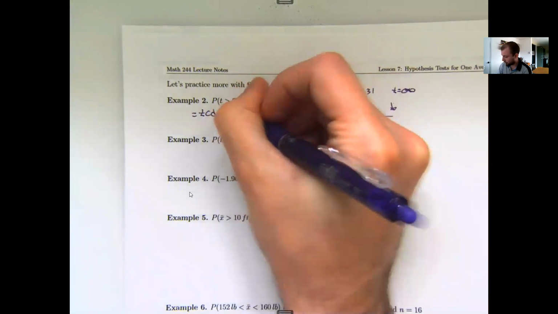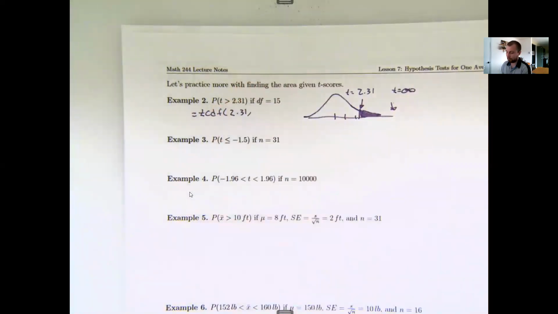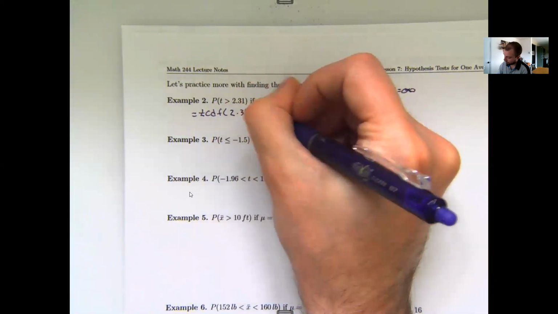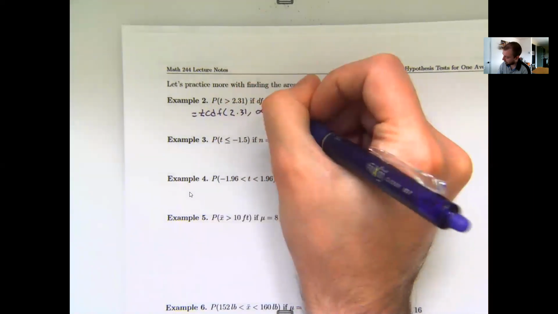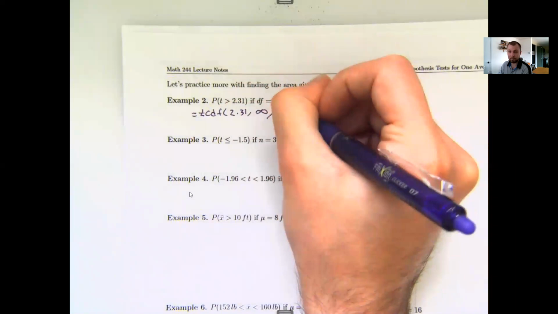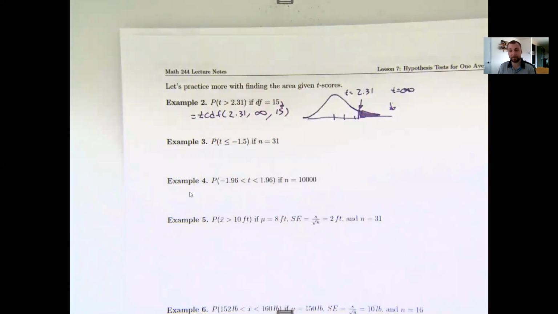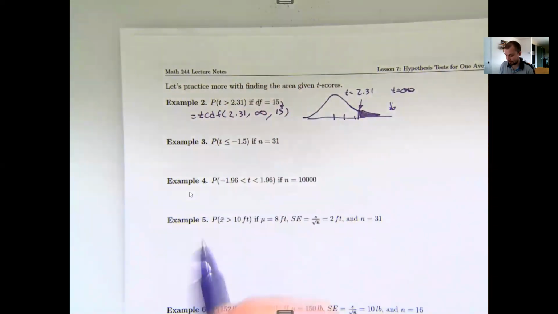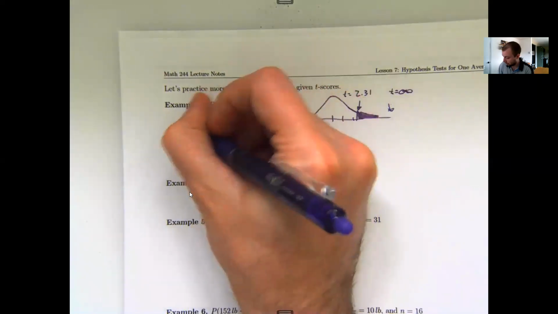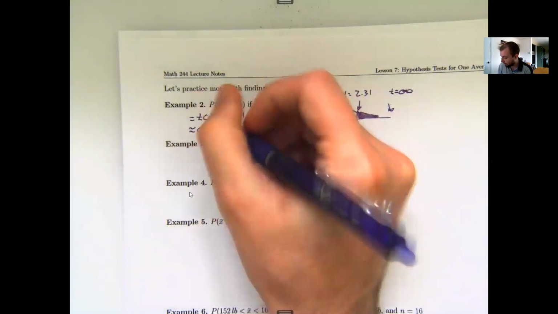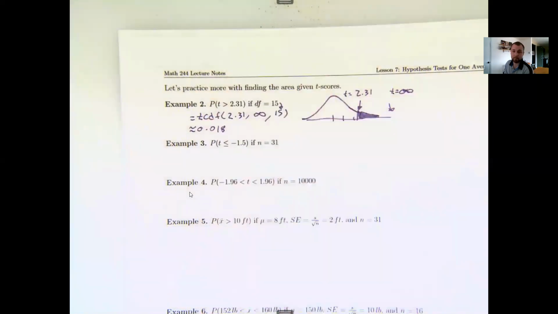So this starts at 2.31, comma, goes to infinity, comma, the degree of freedom already been set up for me is 15. I'm going to type this into my calculator and I'll see what I get. TCDF 2.31, a whole bunch of 9s because I'm doing this on my 84 and it doesn't have an infinity. DF of 15. I get 0.018 or so.